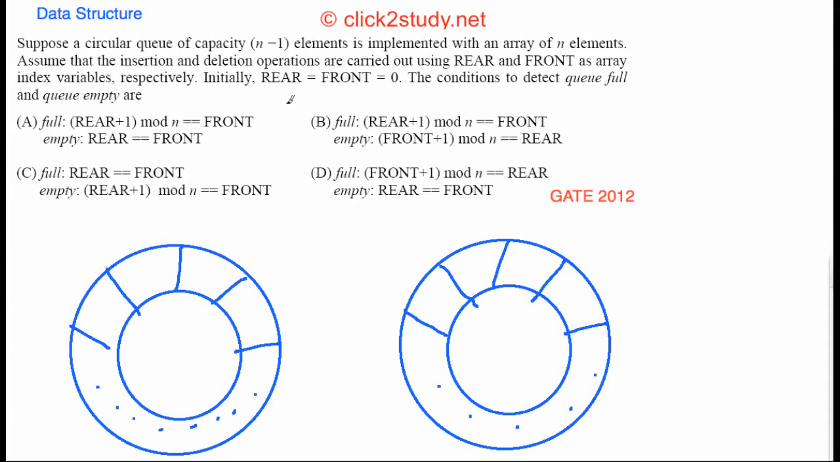So let's start the next problem. Suppose a circular queue of capacity n minus 1 elements is implemented with an array of n elements. Okay, so there is a circular queue of n minus 1 elements and it is implemented with an array of n elements. So I've drawn these arrays, they are identical.